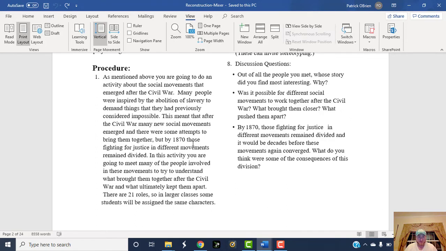In this activity, you are going to meet many of the people involved in these movements to try to understand what brought them together after the Civil War and what ultimately kept many of them apart.